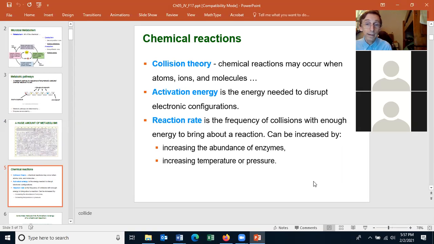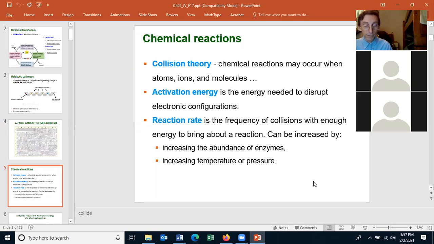The reaction rate is the frequency of collisions with enough energy to bring about a reaction, meaning where one molecule is changed into another molecule. The reaction rate can be increased by increasing the abundance of enzymes. The more enzymes you have, the more of the starting reactant will be changed into that product. And you can also increase the reaction rate by increasing the temperature.